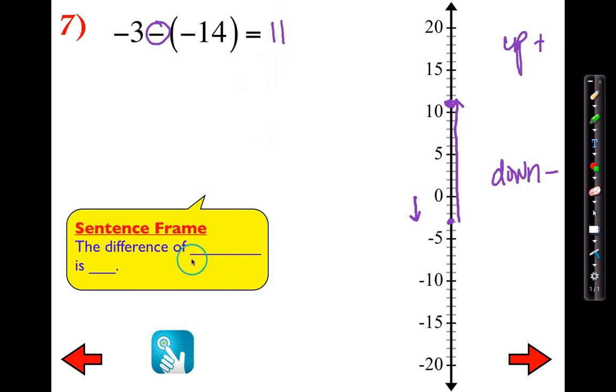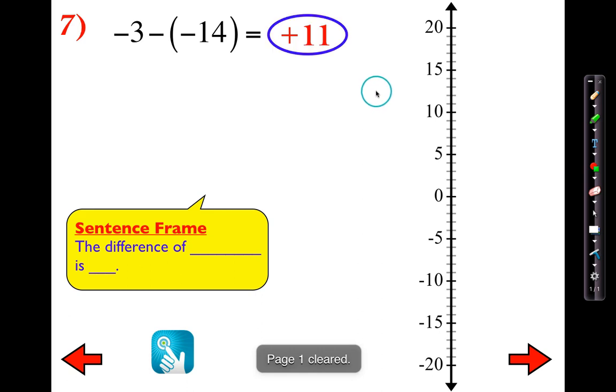So here I'm going to say the difference of negative 3 and negative 14 is 11. Now please understand on your homework it's not going to look like this. However, I just did it a little bit closer so I can count and be more accurate versus counting from here. I'd probably give you the wrong answer. Okay, so moving on to the next problem.